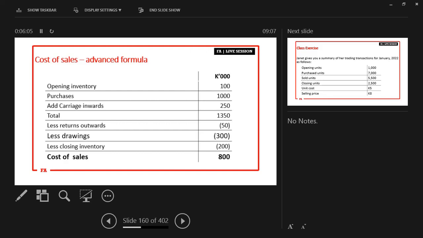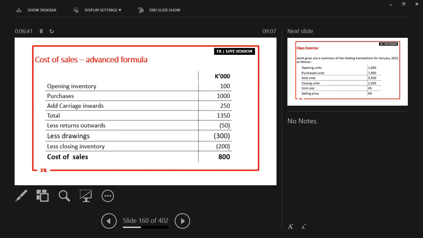What is carriage inwards? What is to carry? Who can try? To carry means what? To nyamula. Transportation costs from the supplier's premises to our premises. Carriage inwards. Did you hear that? Transport cost. I hope somebody will not ask what is transport. Then I'll run out of options, I'm just using the dictionary here.